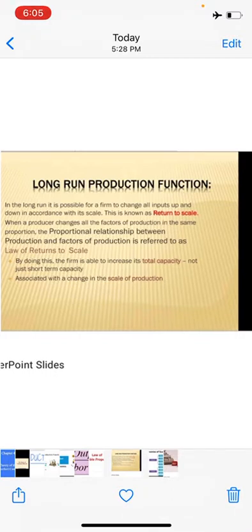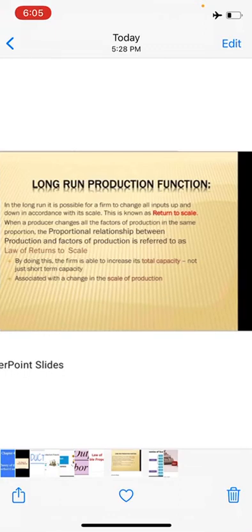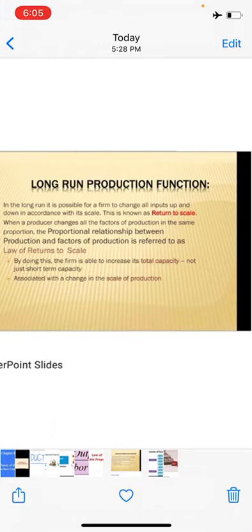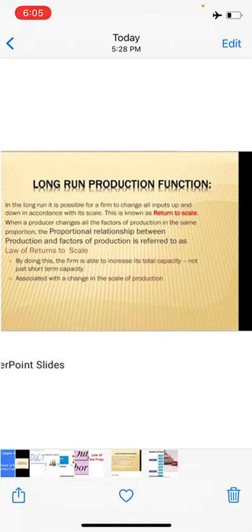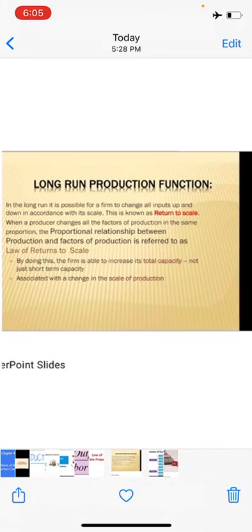Okay, now stages of returns to scale, you have studied that you have three: increasing returns to scale, constant returns to scale and diminishing returns to scale. Under the stages of returns to scale you have three, that is increasing returns to scale, constant returns to scale and diminishing returns to scale. Now what is increasing returns to scale? Here the output increases in a greater proportion than the increase in input.